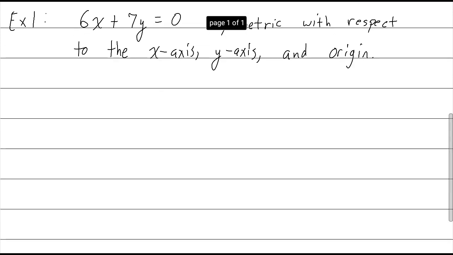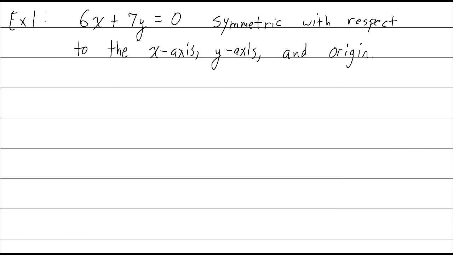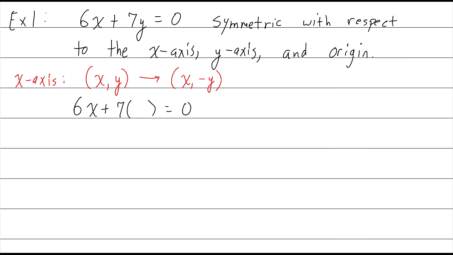What I just said a second ago is that if I want to test to see if it's symmetric with respect to the x-axis, I change the y value. So let's do that. I'm going to look at my equation, 6x + 7y = 0, and I'm changing my y to a negative y.